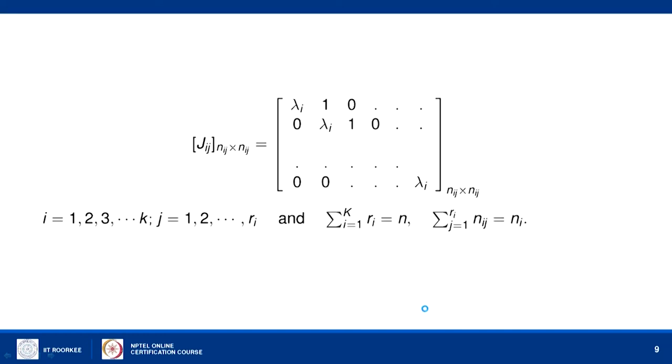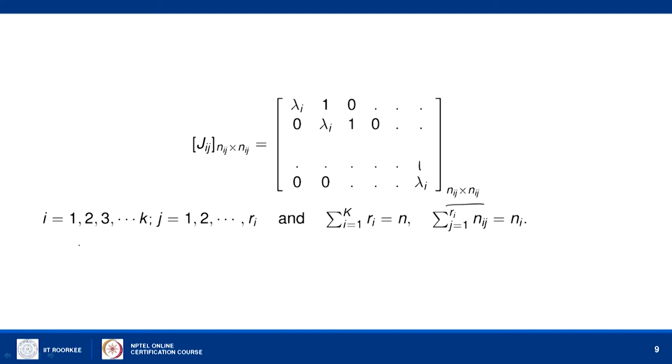Now, for each Jij, the Jordan form, it is an nij cross nij matrix. So the Jordan block for that eigenvalue, the jth Jordan block, will look like this: lambda i 1 0 0, 0 lambda i 1 0, etcetera. The off-diagonal elements are 1 here, and this is repeated nij times, which is the size of the block.